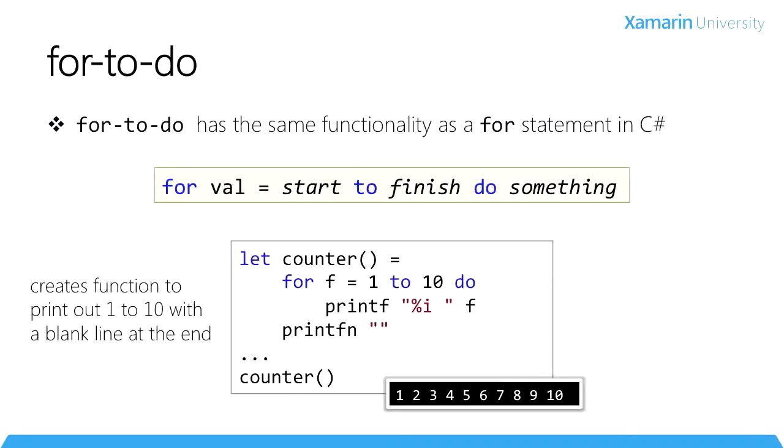And here you can see a simple example where we define a counter function that takes no parameters. That's why we need the parentheses. And the implementation for this function is to go from 1 to 10 and print the result out to the console with spaces in between, then print out a new line at the end.